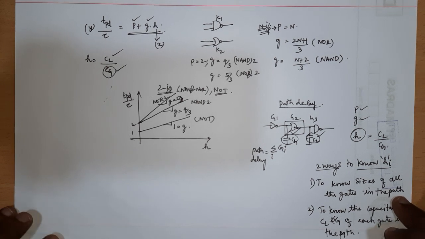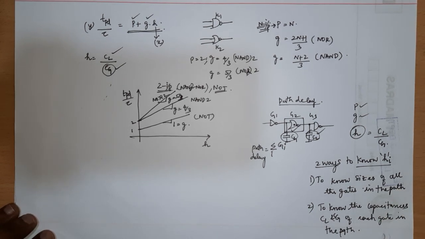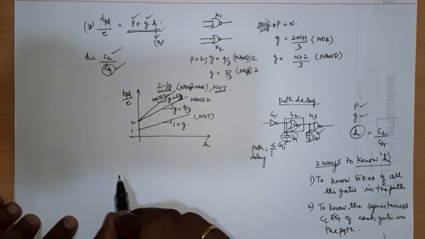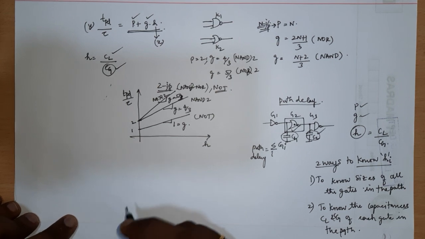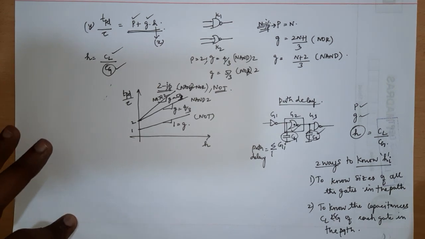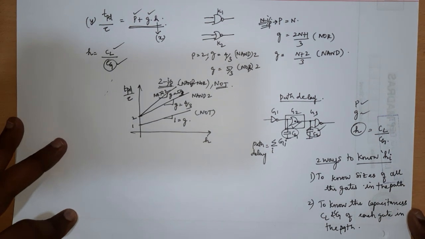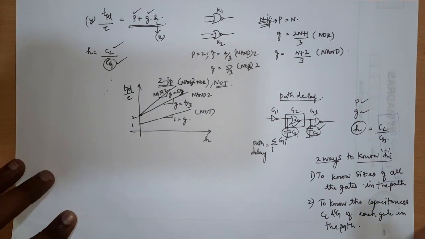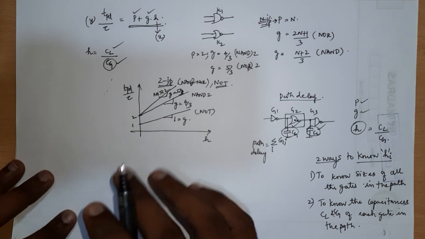Okay, so let me clarify one more thing. What do I mean by CL and CG for each gate? That is something that might confuse you. If you are very clear, then okay, but still let me just touch upon that so that there is no confusion and clarity is established from my side.